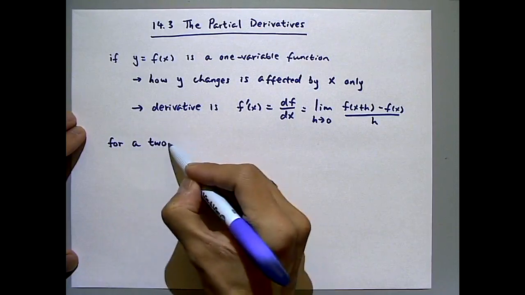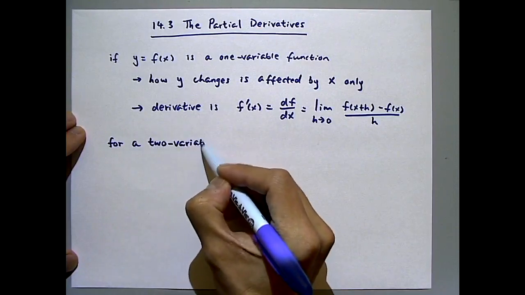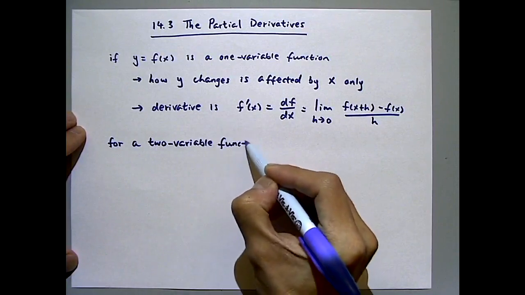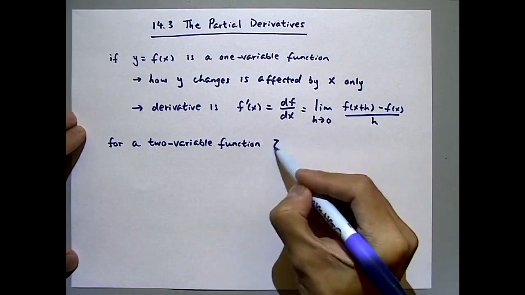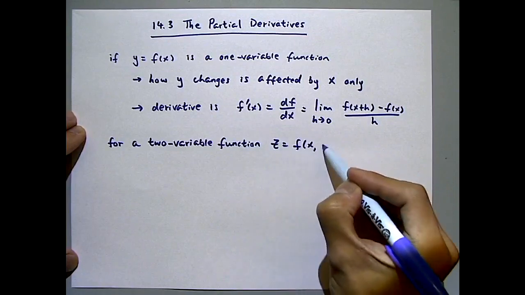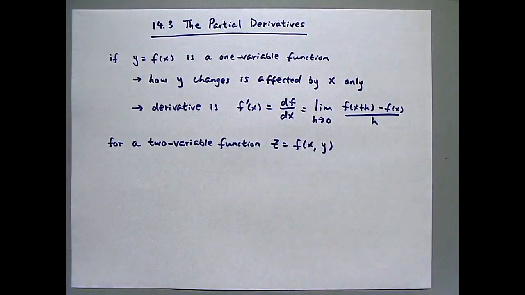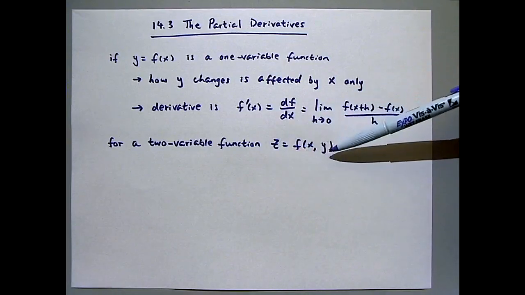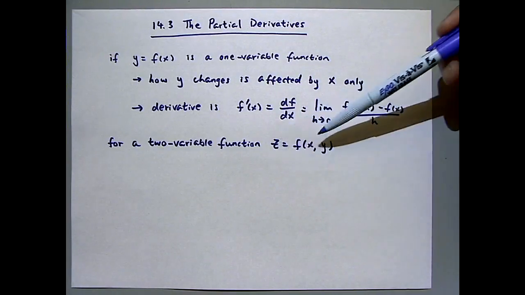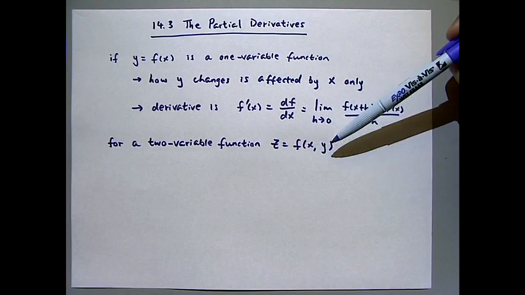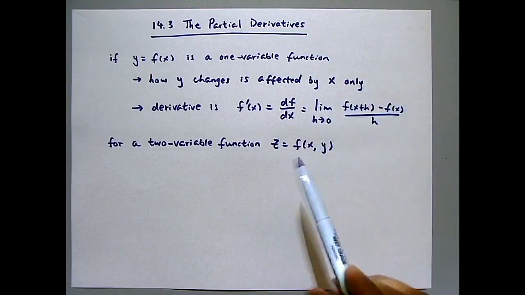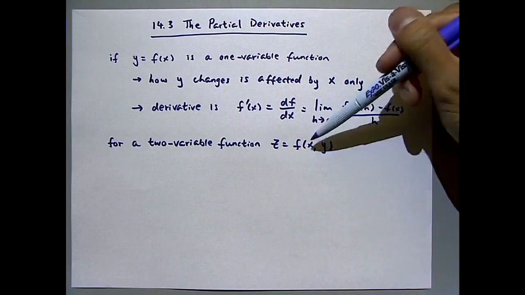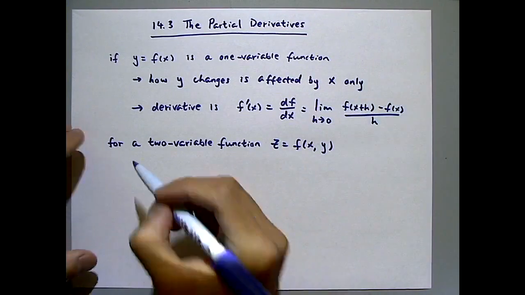Let's look at a two-variable function first. z is equal to f of x comma y. All right, so think back to the heat index as a function of the temperature and the humidity. The heat index is affected by the temperature of the air and the relative humidity. So when z is changing, there are two factors involved in that change.